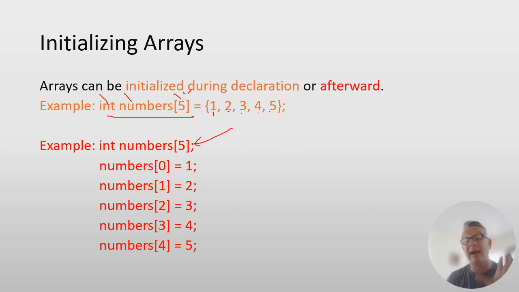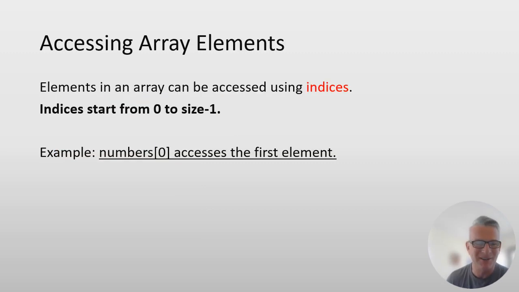Okay. So that's our array. That's how we declare an array. Now this is just declaring an array. There's a lot more to do with arrays. But we got to be able to build it before we can play with it. Because you can go out of bounds, segmentation faults, all sorts of nasty traps. Elements in the array can be accessed using indices.